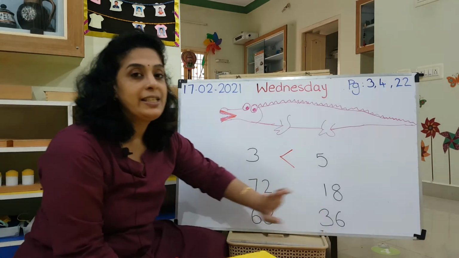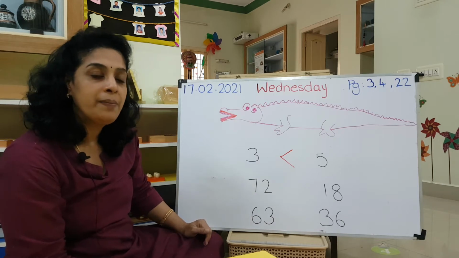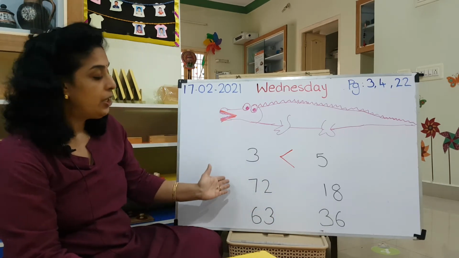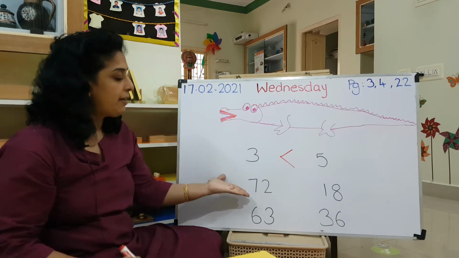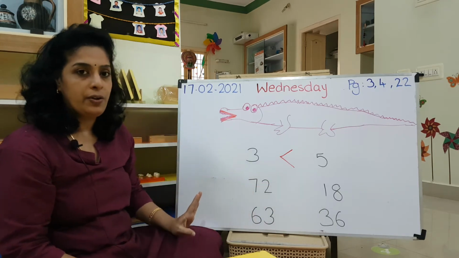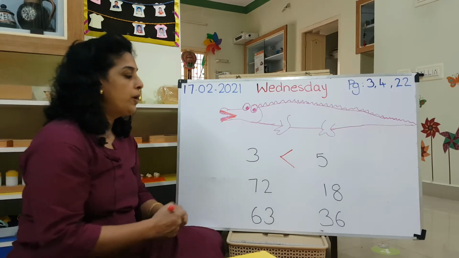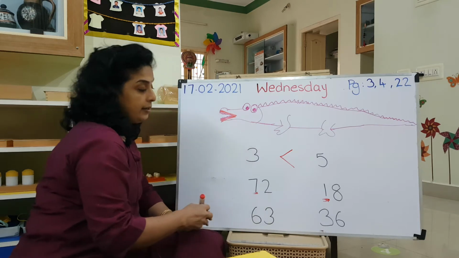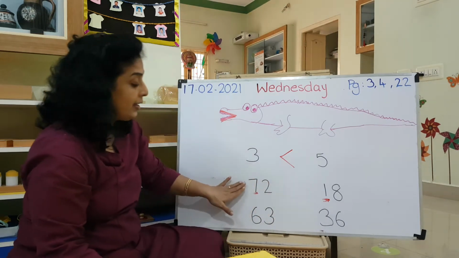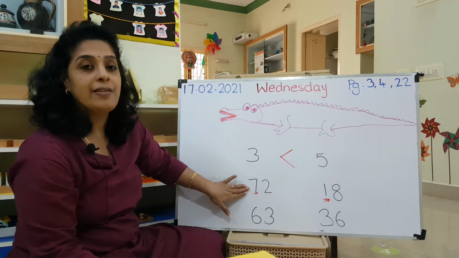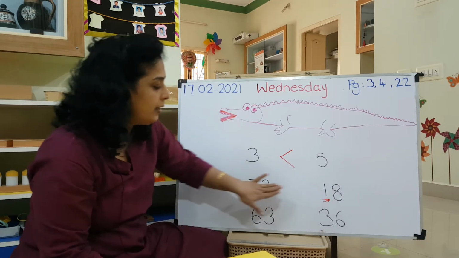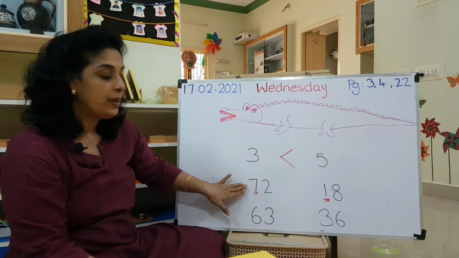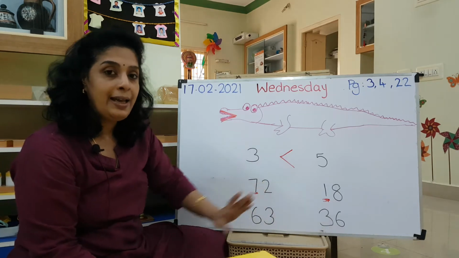72 and 18. Which is the bigger number, 72 or 18? What did I tell you? You can actually say 72 is big and 18 is small. You were looking for the tens place. There is just one 10 in this and here you have 7 tens. That's why you call it 70. There is just 10 here and you have 70 here. So you will definitely say 70 is a bigger number. So 72 is bigger than 18.